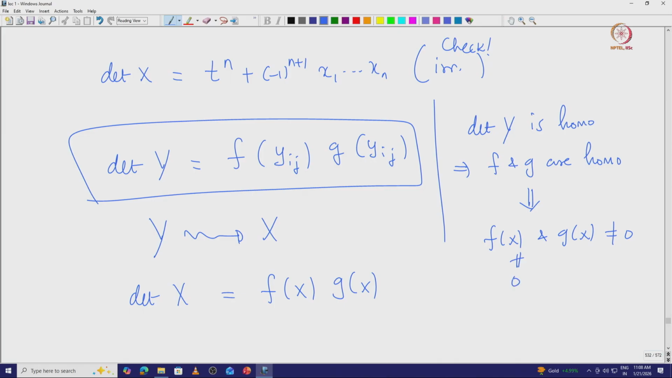So, both of them are non-zero, and that actually leads to a contradiction, because the polynomial that we computed, t power n plus minus 1 power n plus 1 times x1 etc. x_n, is indeed an irreducible polynomial, which is easy to check. And this actually proves that the determinant of Y, where Y is the matrix y_ij, is going to be irreducible. And we will use this in order to prove the factors of this group determinants are indeed irreducible. So, maybe I will do the proof of this Frobenius theorem in the next class. I will stop here. Thanks.